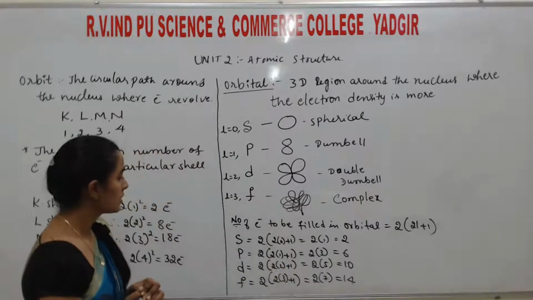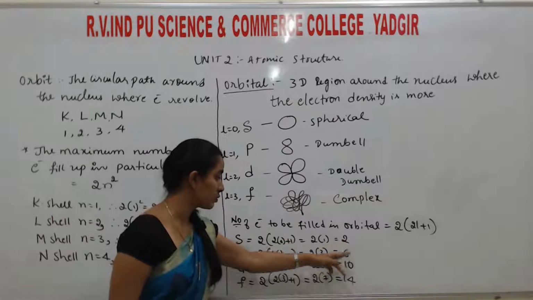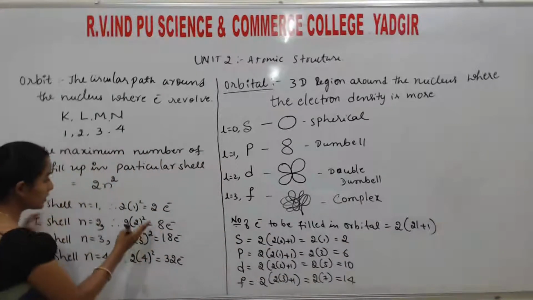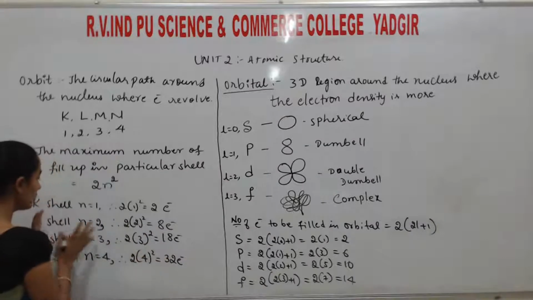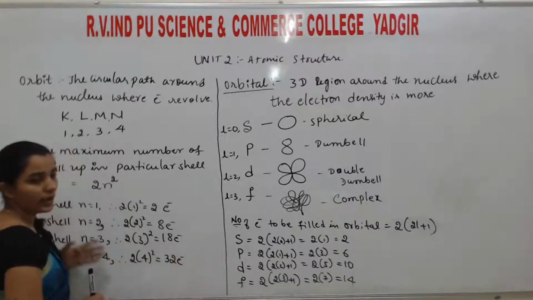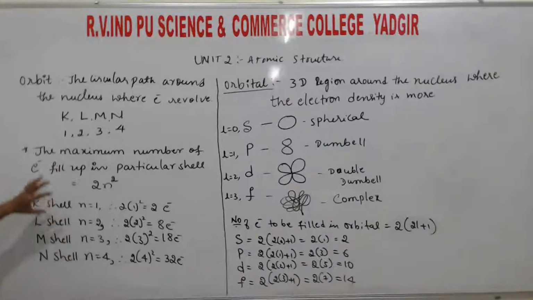Okay students, so this is the maximum number of electrons to be filled in the s, p, d, f orbitals. So this is 2, 8, 18 and 32, that is shell. What is the difference between shell and orbital? I'll explain now. Okay, I hope you understood.